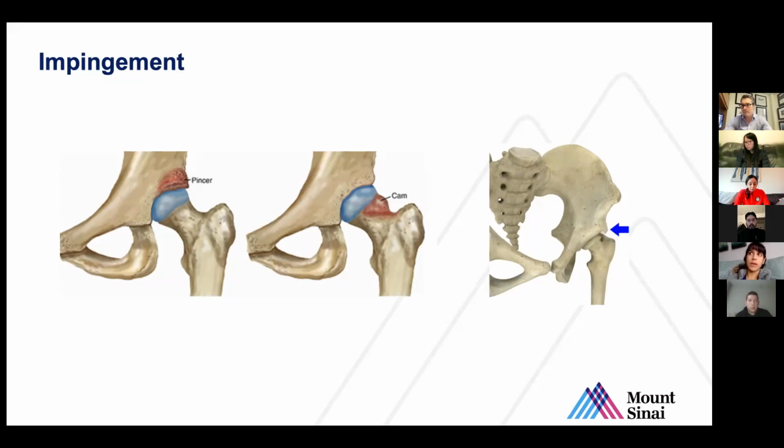Is there an increased likelihood for either one of these for bilateral presentation in people, for either cam or pincer? So the vast majority of impingement that we see is cam type. And cam is the osseous bump that you see here on the femoral head-neck junction.